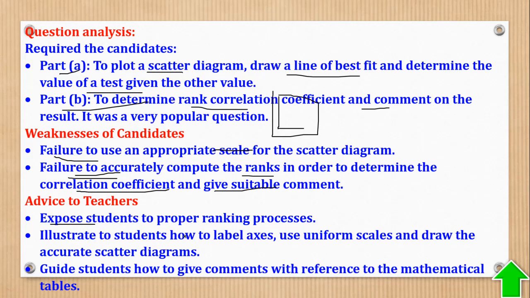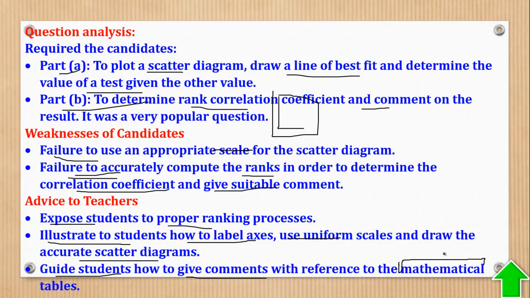Then also, failure to accurately compute ranks in order to determine the correlation coefficient and give a suitable comment. The advice is that teachers should expose students to the proper ranking process and illustrate to students how to label axes, use uniform scales, and draw accurate scatter diagrams. Teachers should guide students on how to give comments with reference to the mathematical table. This is because in principal math, the comments must come from the mathematical table.